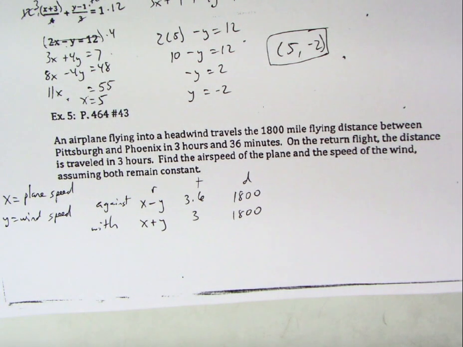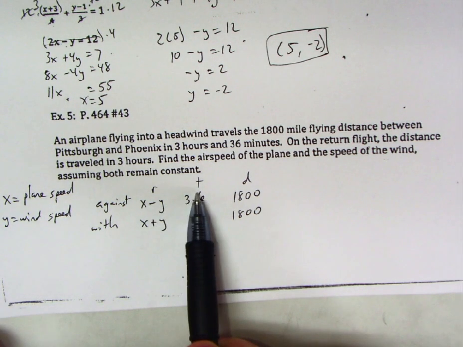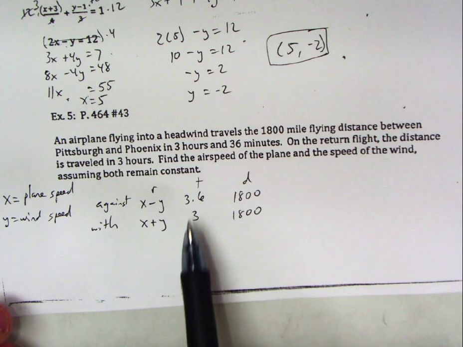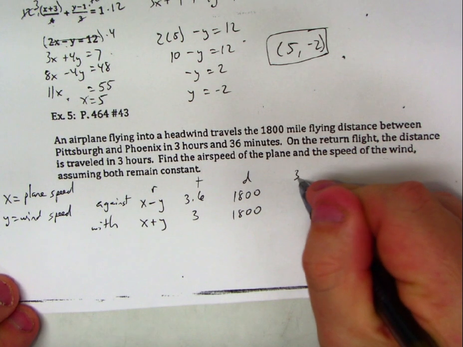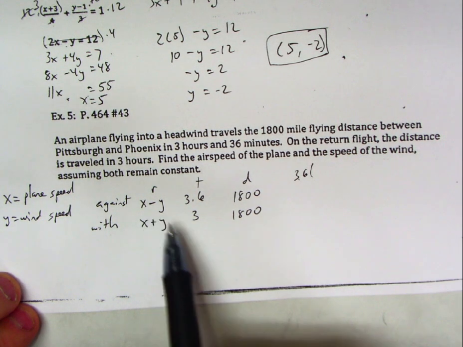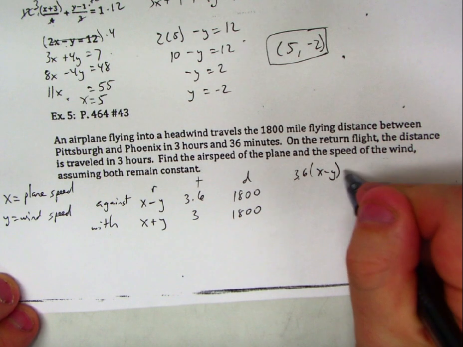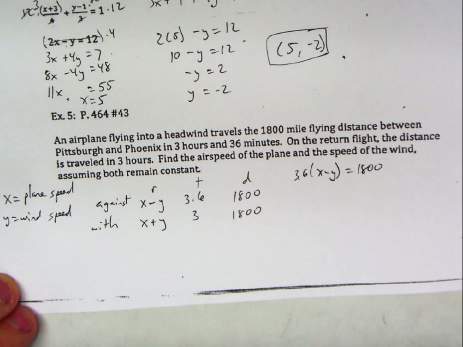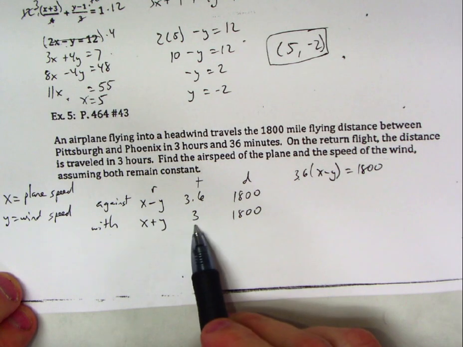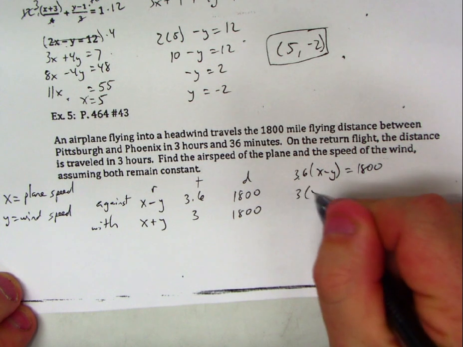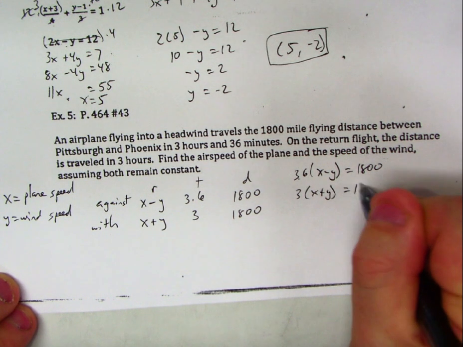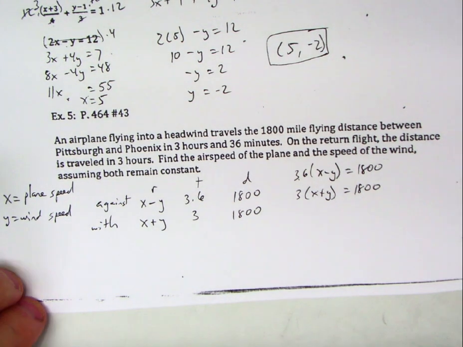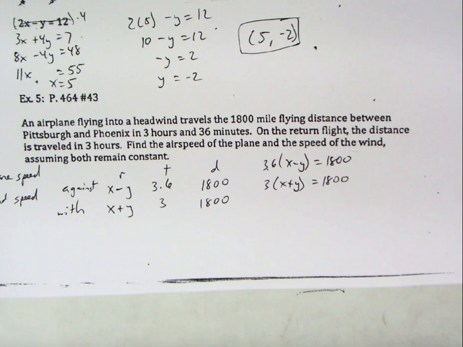So there's our chart. Now think about how we set up our equations. Rate times time equals distance. So 3.6 times x minus y equals 1,800. And then from the bottom row, 3 times x plus y equals 1,800. And there's our system, and now we just need to solve it.